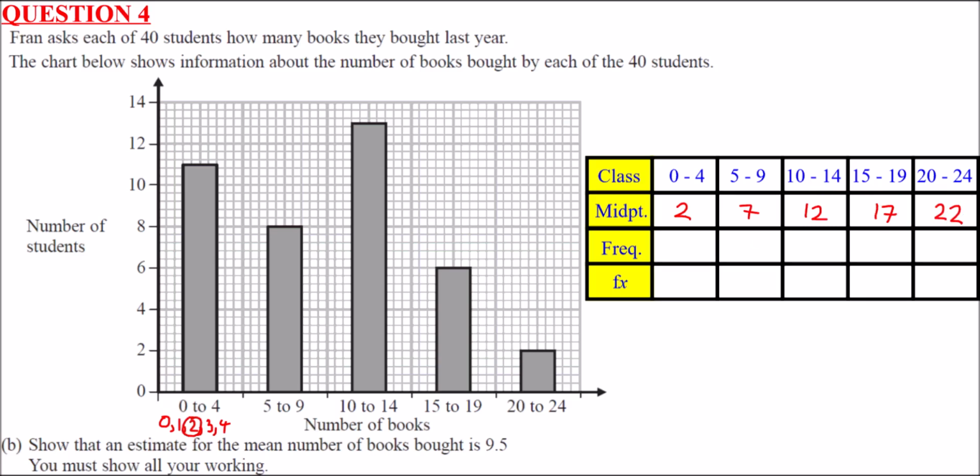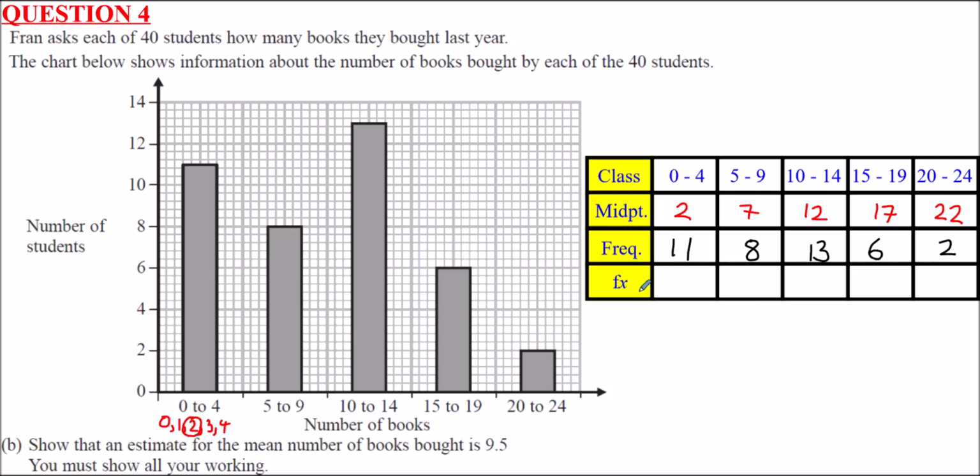For frequencies, well, these have been recorded for us here using the height of the bars. This is between 10 and 12, so that first bar has a frequency of 11. Second bar is 8 high. The third bar is the highest at 13. From 15 to 19, that's 6. And 20 to 24, that's only 2.